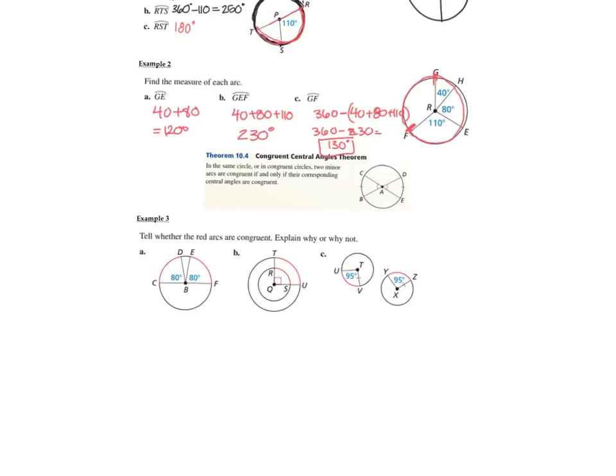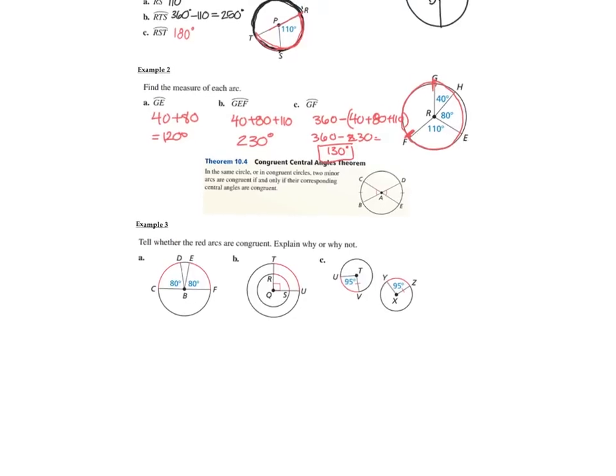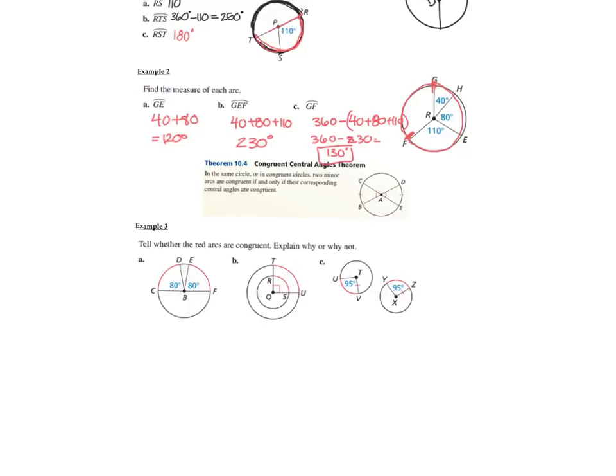Okay, so the next thing we're going to be talking about is the congruent central angles theorem. This states that in the same circle or in congruent circles, two minor arcs are congruent if and only if their central angles are congruent. So these two arcs are going to be congruent if their central angles are congruent, right? And this would also occur if you have two congruent circles with congruent arcs.